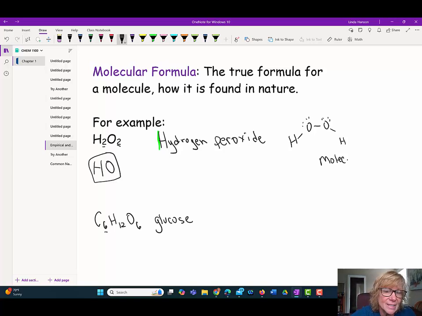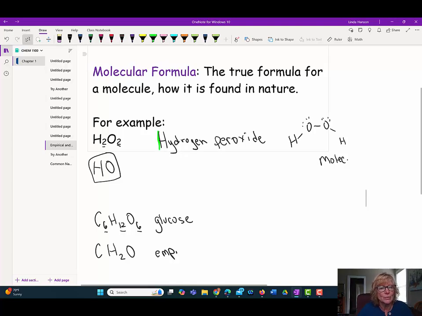However, notice that this ratio, 6-12-6, can be simplified. It can be reduced to a whole number ratio by dividing it all through. We have a CH2O empirical formula. The 6-12-6 can be cut right in half to a 1-to-1. So that would be the empirical formula, the lowest whole number ratio for the molecule glucose.